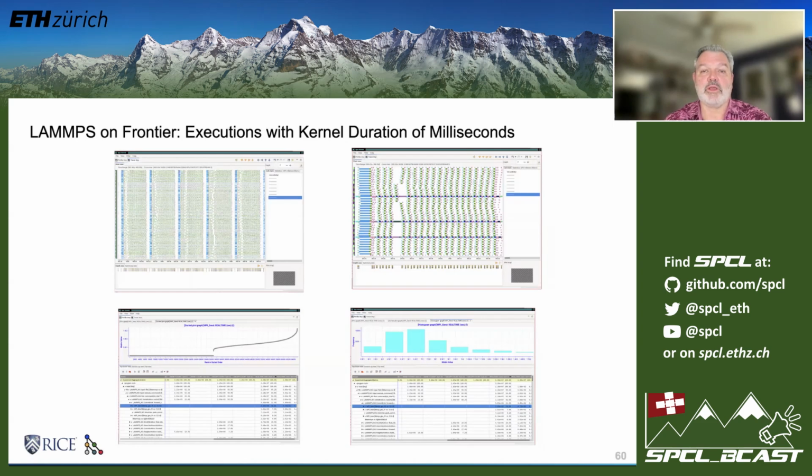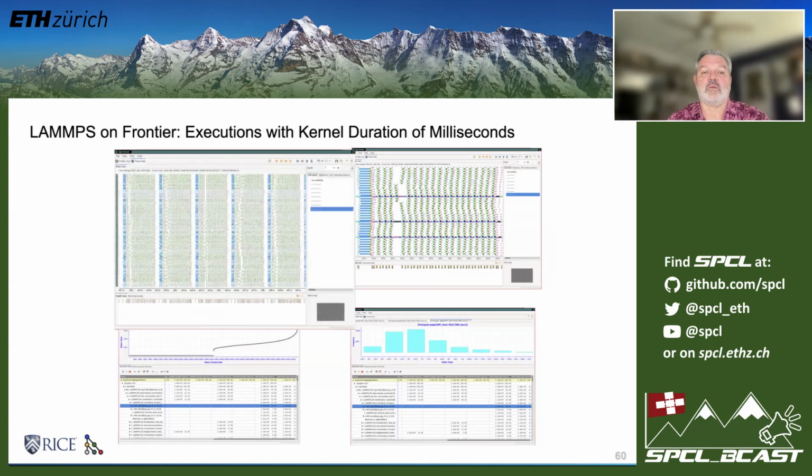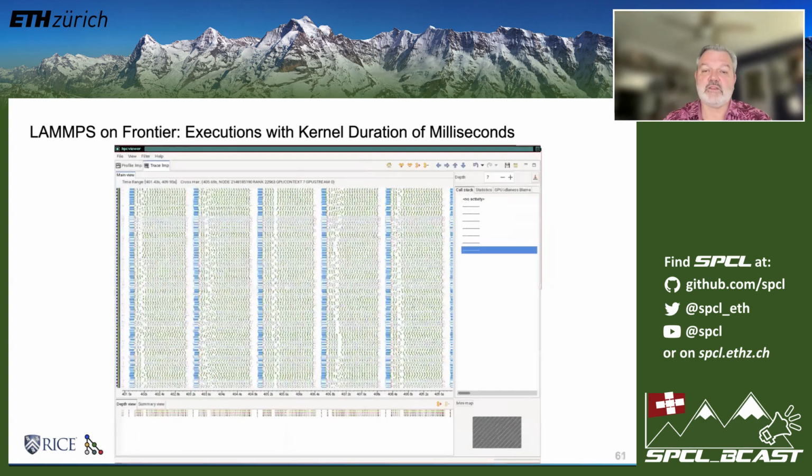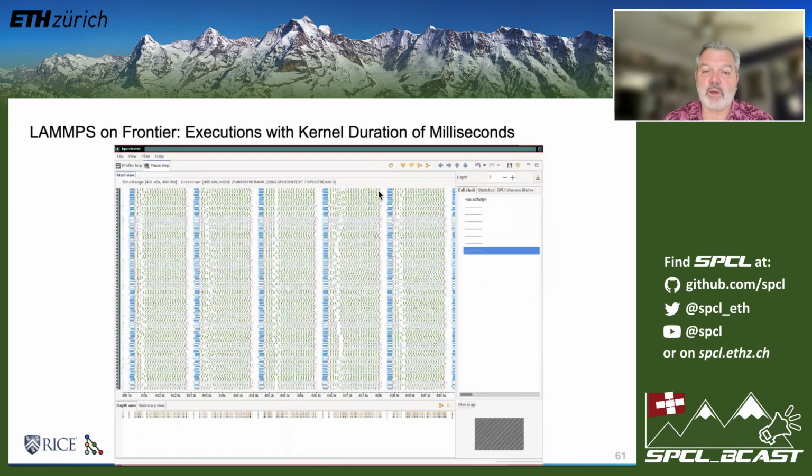And so when we were using kernels that were launched for milliseconds, it's SPMD code. And so what we were expecting is tightly synchronized columns, where what we're showing here is just the GPU execution. So we expect everybody to be executing on the GPU at the same time, and so we would expect this tightly synchronized SPMD behavior.